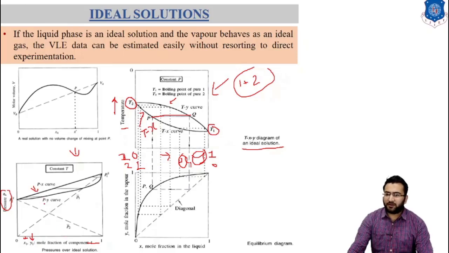This is the bubble point curve and this is the dew point curve. Above the bubble point curve there will be a liquid, and below the dew point curve there will be a vapor. Between the bubble point and dew point curves there will be liquid plus vapor.